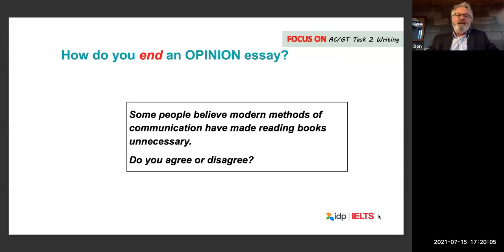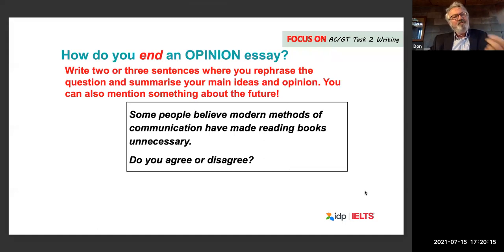How do we end an opinion essay? And here we have the same task. How might we end our essay that addresses this task? We would write 2 or 3 sentences where we rephrase the question and summarize what we have said. We might also look to the future and say, I'm sure that in the future people will still read books. Or in the future, I suspect that books will never be used again.